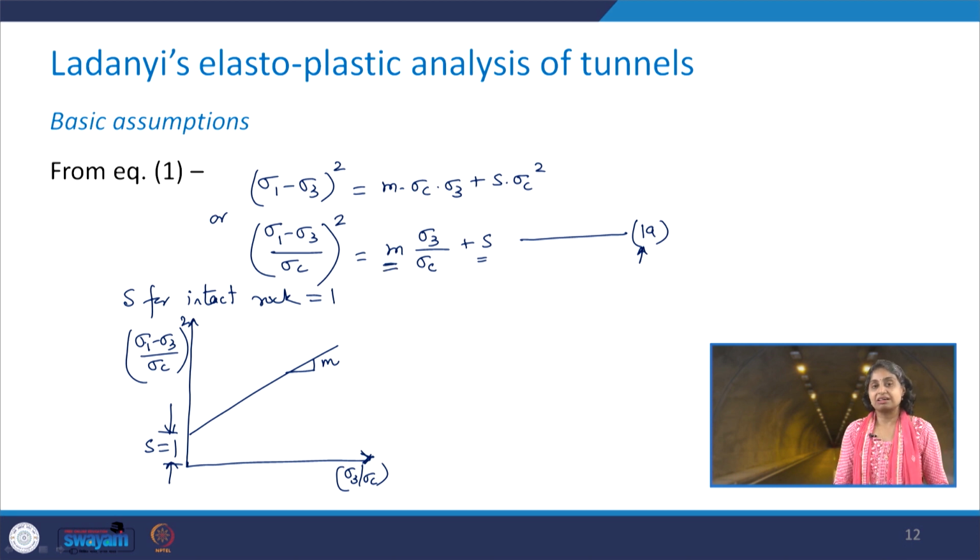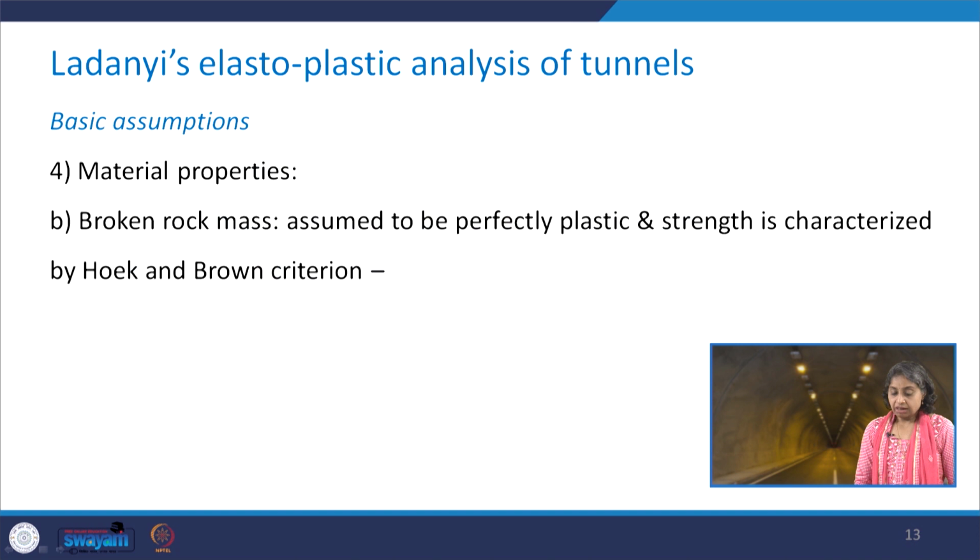We can conduct triaxial tests and find the value of m by plotting the data as sigma 1 minus sigma 3 upon sigma c whole square versus sigma 3 upon sigma c. So, this was about the original rock mass. What about the broken rock mass?